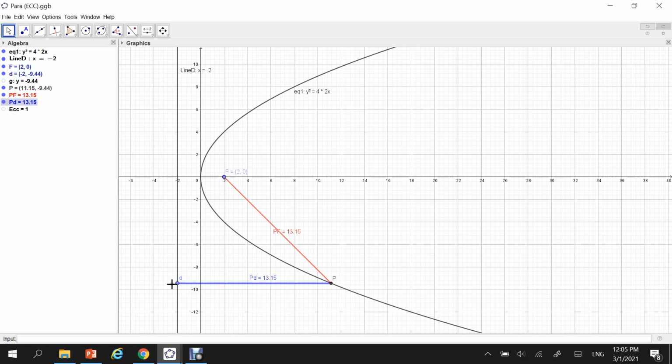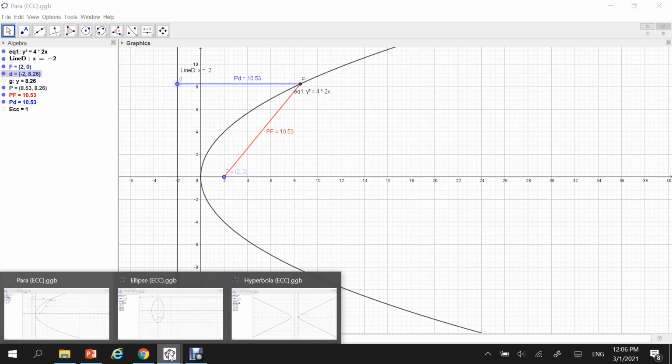This is not true, because as I move my P along the curve, no matter where it is, my PF is always equal to my PD, which results in my ECC, or eccentricity, being 1 all the time. So observe how my ECC changes. Nothing changes. It's always a constant 1, no matter which point I pick on the parabola.